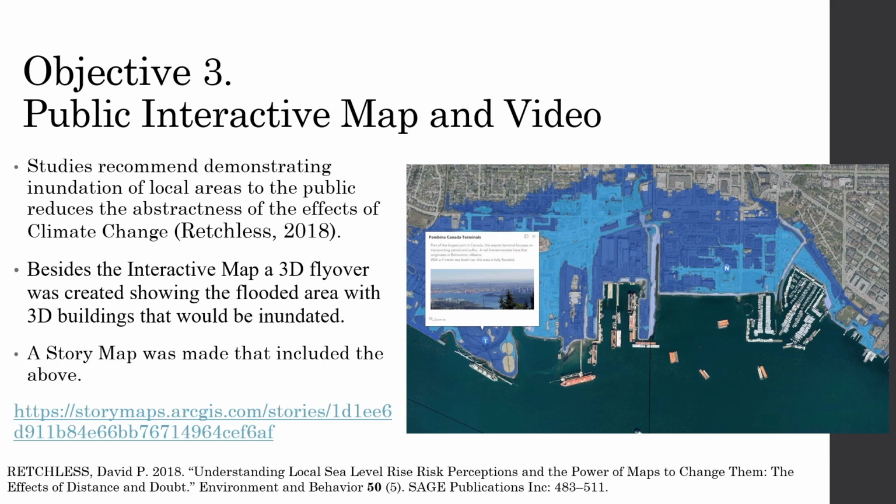This is the last objective: public interactive map and video. Studies recommend demonstrating inundation of the local areas to the public reduces the abstractness of the effects of climate change. This is especially the case for key locations, and in this study, these areas will be highlighted with pop-ups.